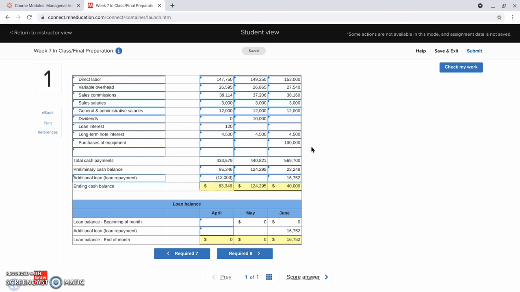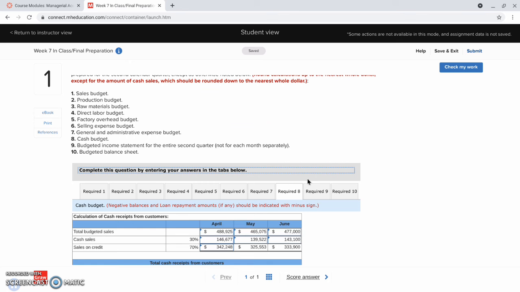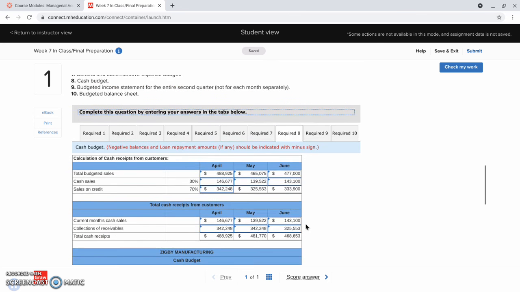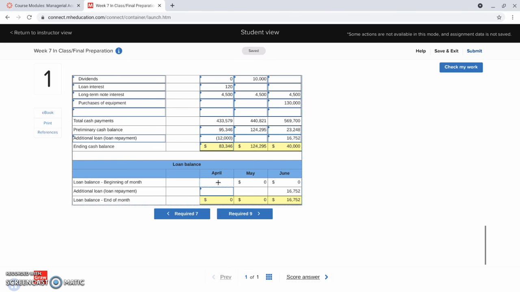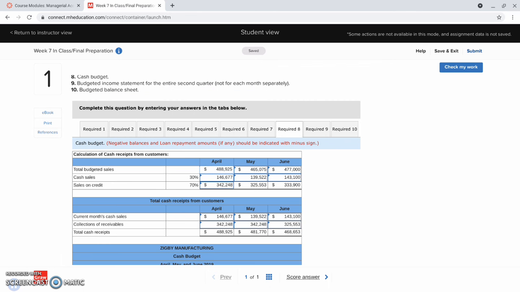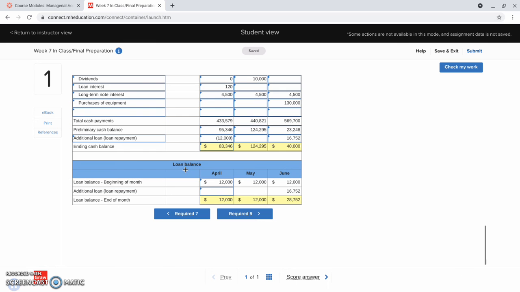So, we had our loan balance beginning here of 12,000. We paid that off in April. And then we borrowed some more.